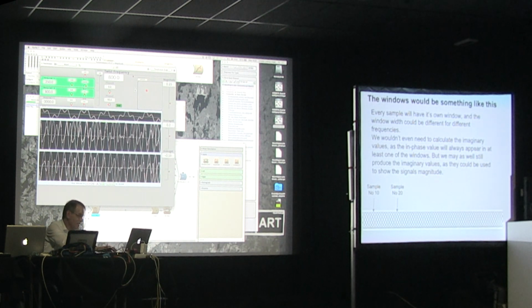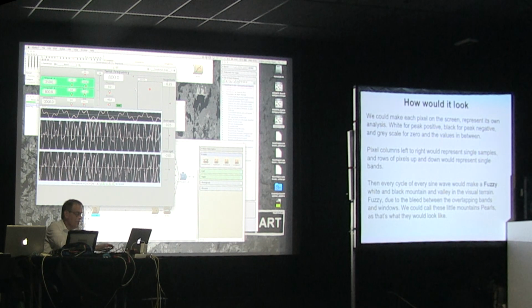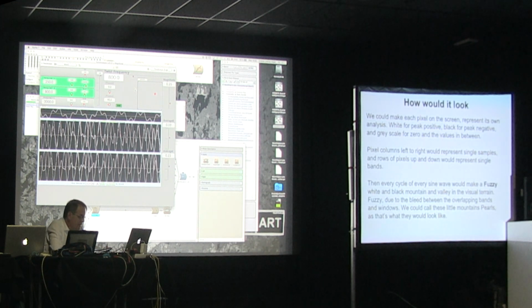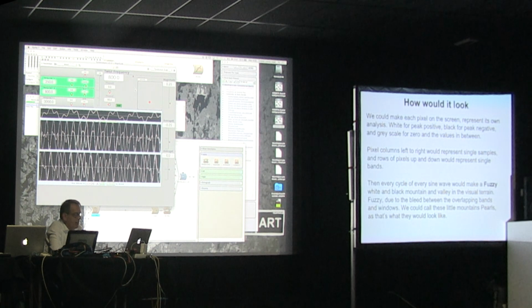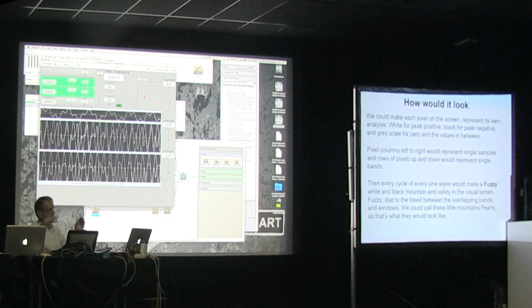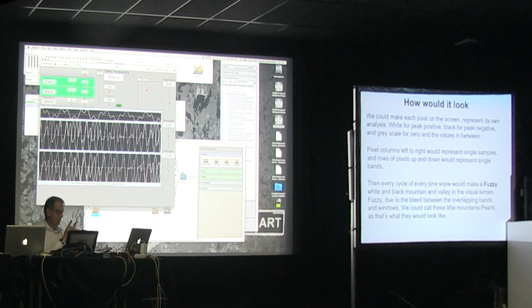It's just an idea. Let's say we just do things over the top. Now, how would this look if we did something like this? Well, we've got to represent it. We've got to see what we've done. So what we're going to do is make each pixel on the screen become the result of one of these little analyses.